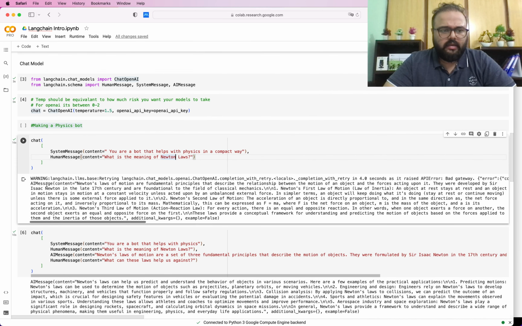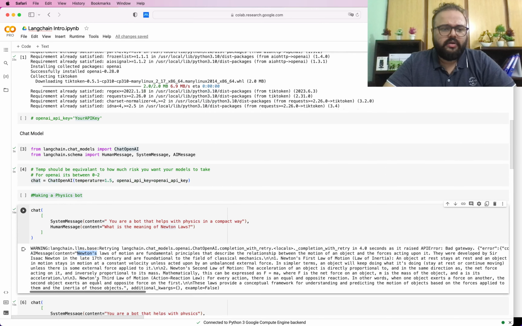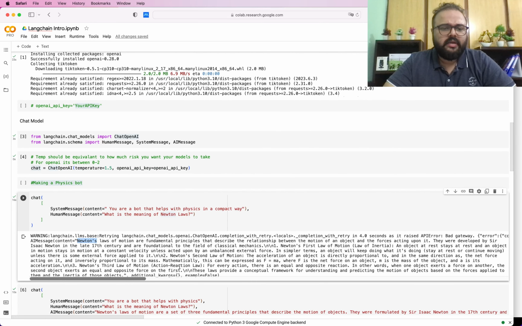And the reply that I got was a message telling me something like Newton's laws of motion are fundamental principles, and all of this, right? So again, this answer will change if I change the temperature, because right now it is taking maximum risks, and if I change the temperature, the risks will reduce and the answer will make even more sense than this one, right? So you can try it out by yourself.